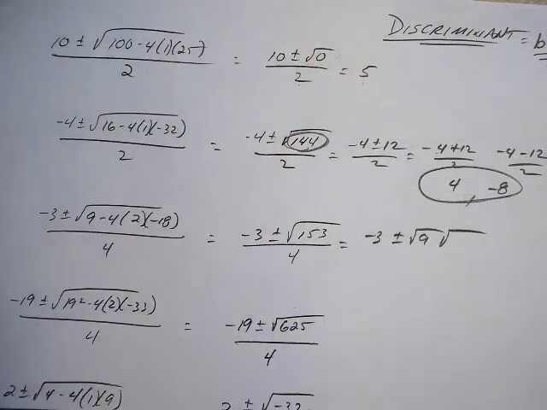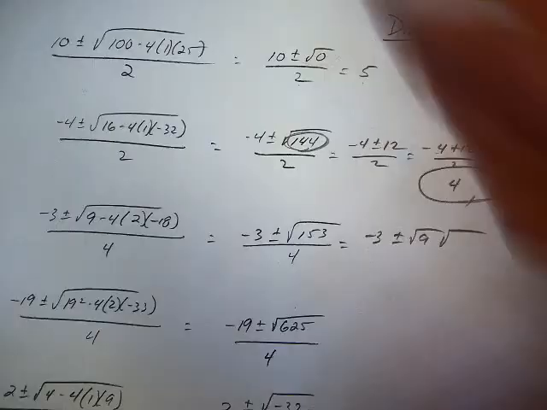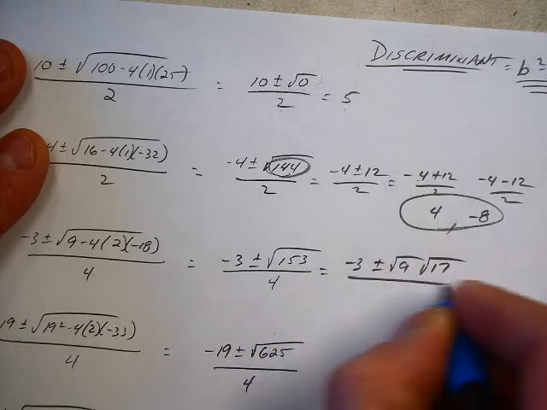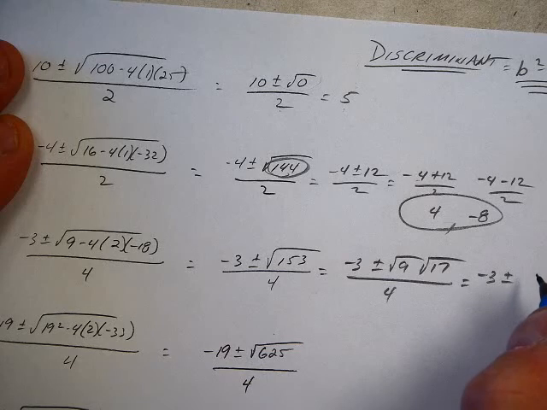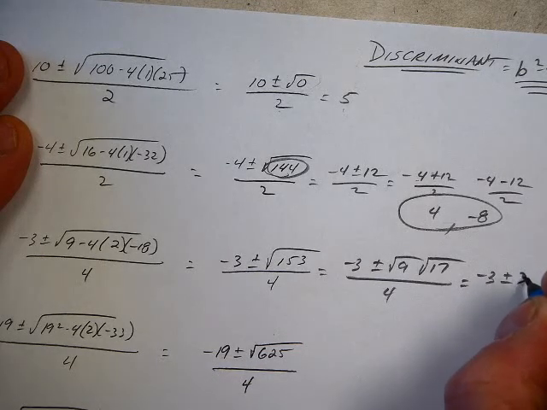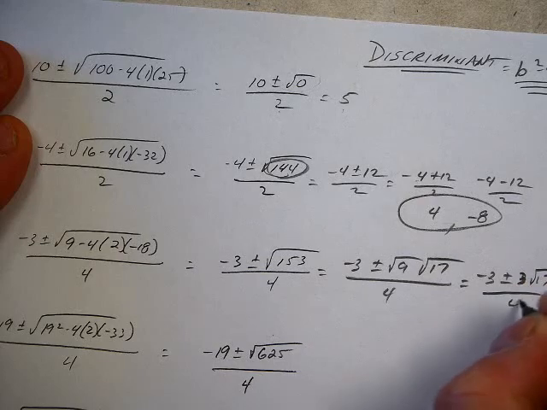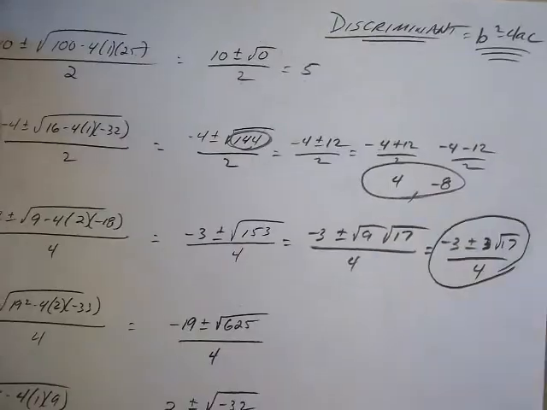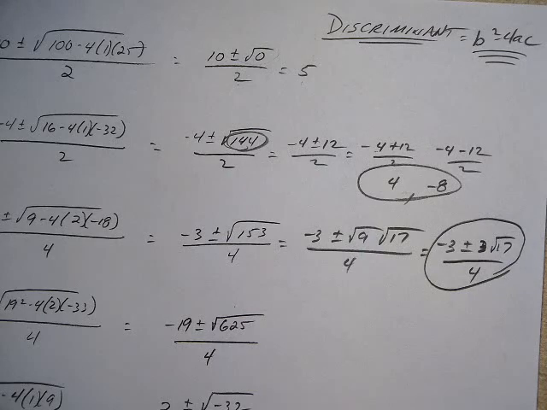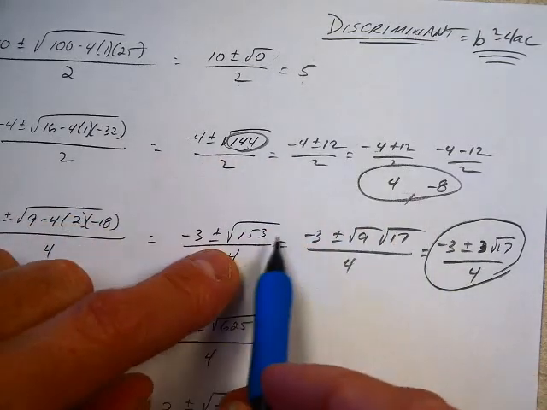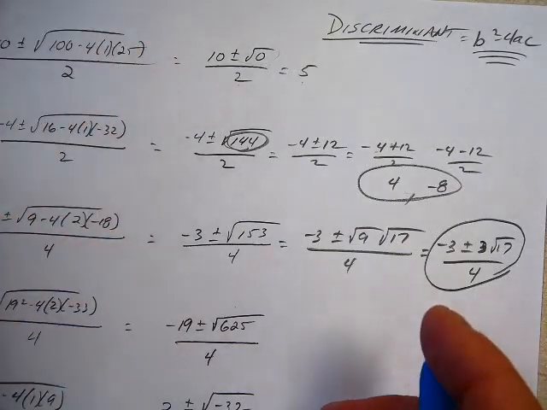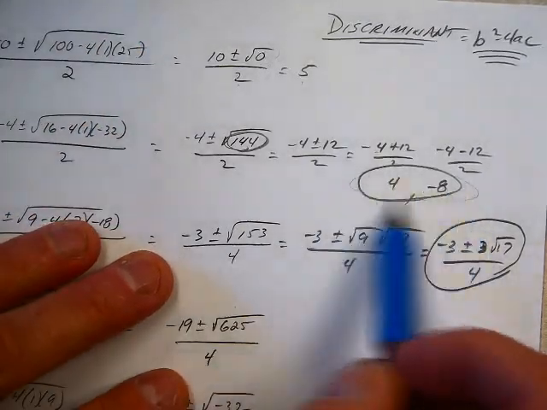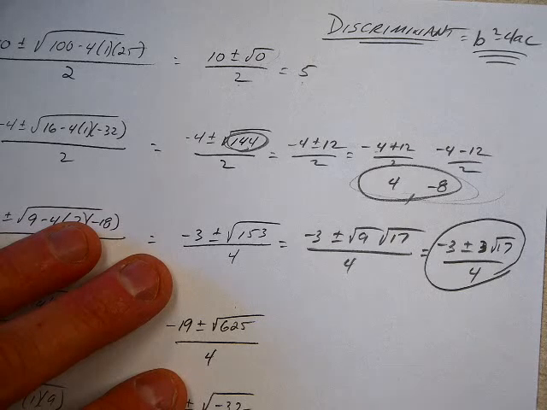Negative 3 plus or minus the square root of 153. I don't know the square root of 153. Dang it. But the square root of 153 can be simplified because 9 goes into it. So here's what I'm going to do. Negative 3 plus or minus the square root of 9 times, how many times does 9 go into that? I hate to do this, but what is it? 17. Thank you. Okay. The square root of 9 is 3, over 4, which gives me negative 3 plus or minus 3 square roots of 17 all over 4.